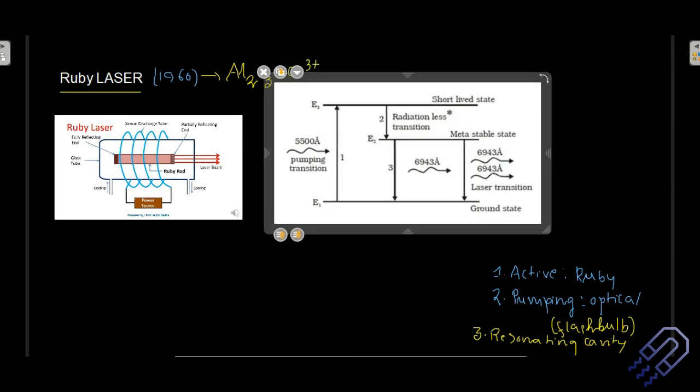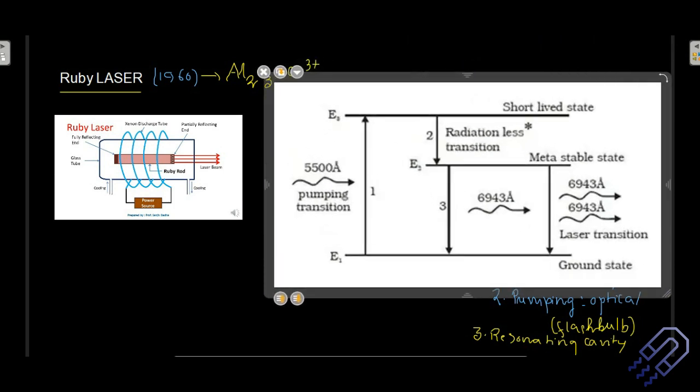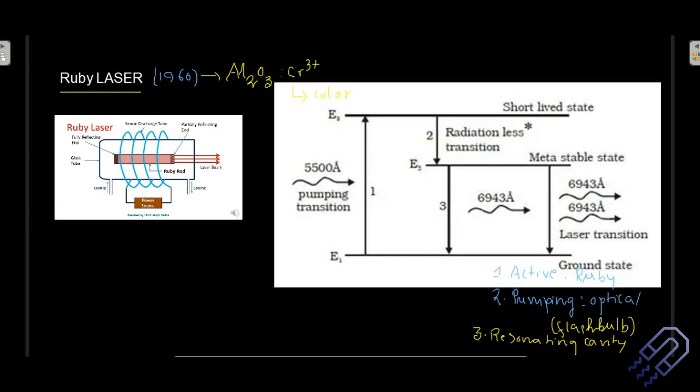The energy level diagram of a ruby laser is comparatively simpler compared to the helium neon laser. This is a 3-level laser system, so we have to remember this. This is a 3-level laser. You can see there will be a ground state, an excited state, and a metastable state.